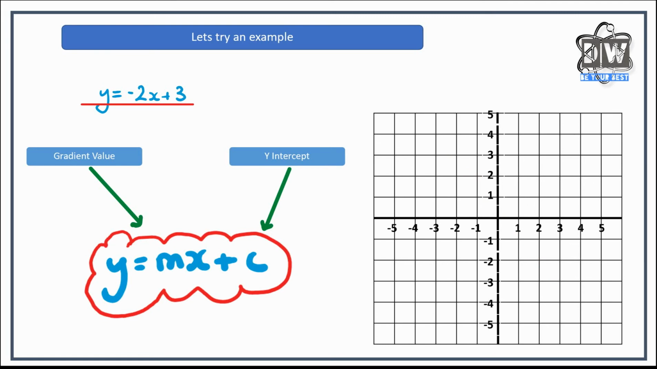Give it a go. Our starting point's still going to be the same. That's our y-intercept point, which is +3. And our gradient's going to go in the opposite direction. So have a think about how you would do that and then give it a go. Pause the video now.